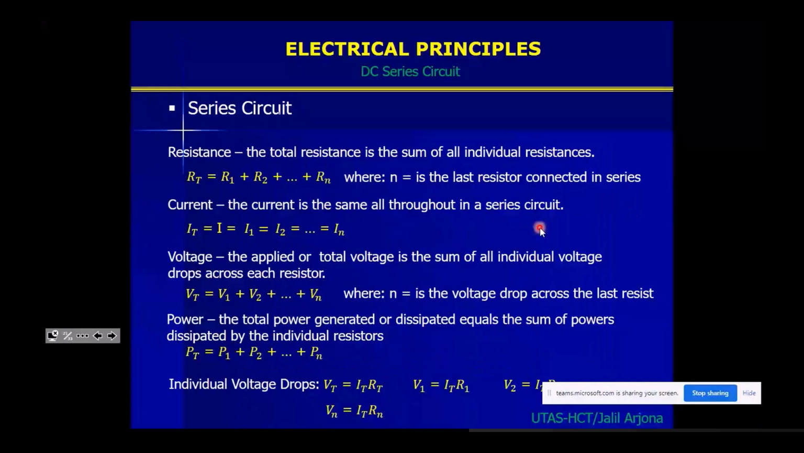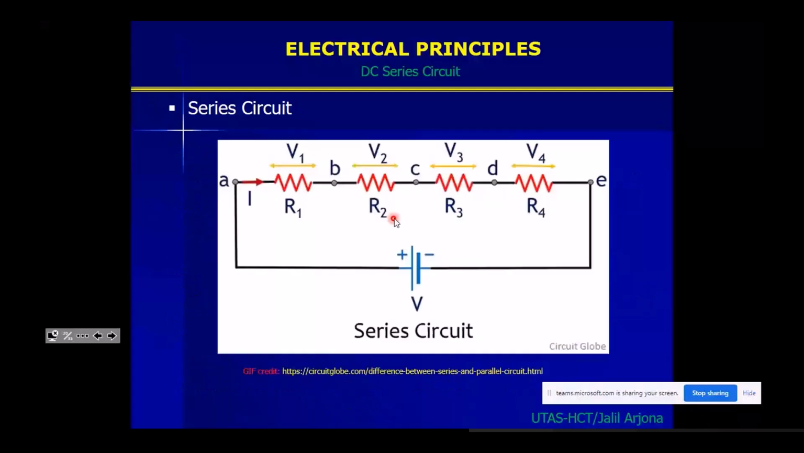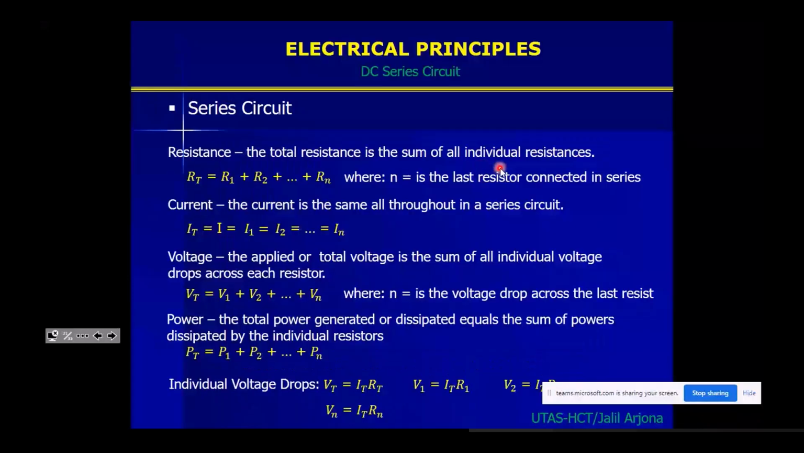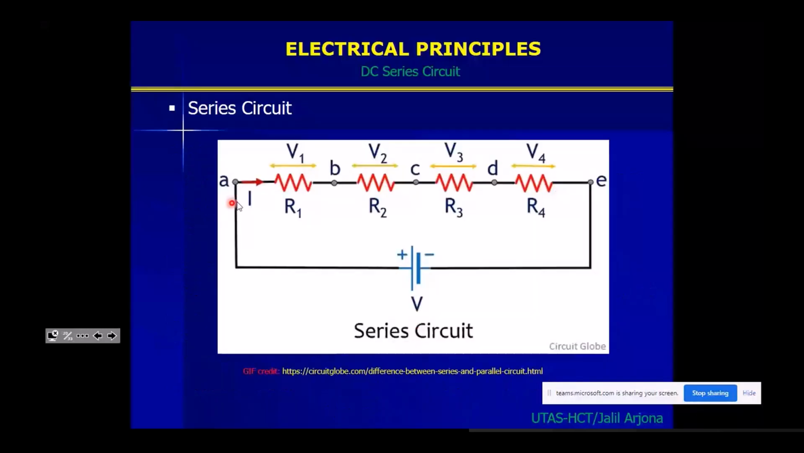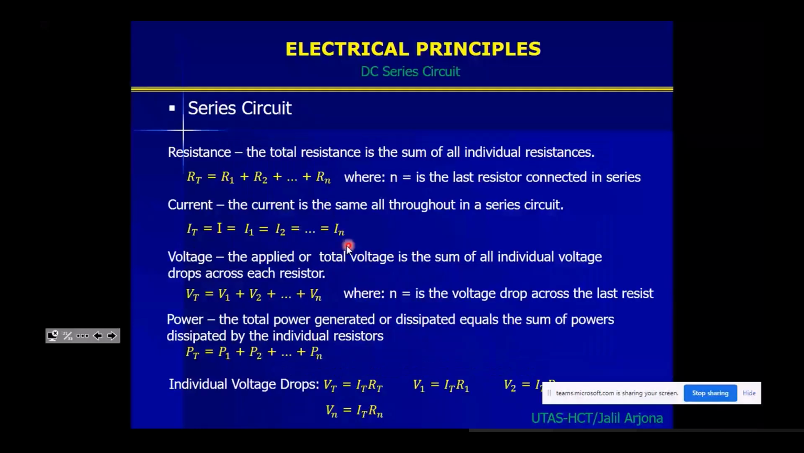What are the formulas involved? For the resistance, in a series connection, the rule is you add. It is the sum of the individual resistances. So remember this one: any resistors in series, simply add all of them. N is the last resistor connected in series. How about for the current? For the current, we have only one current, so all are equal: I1, I2, and so on. There is only one current flow.